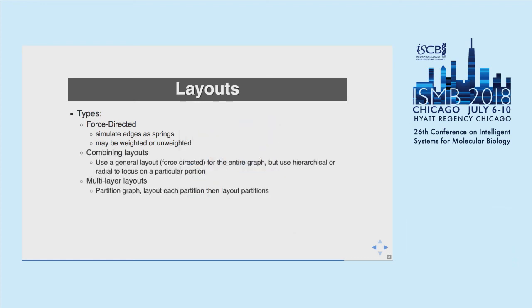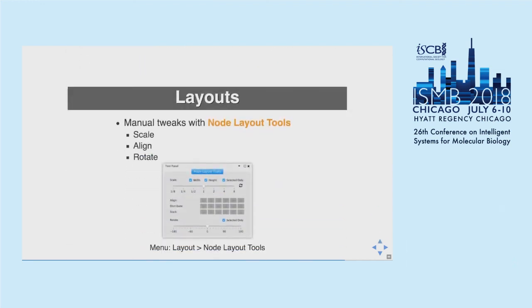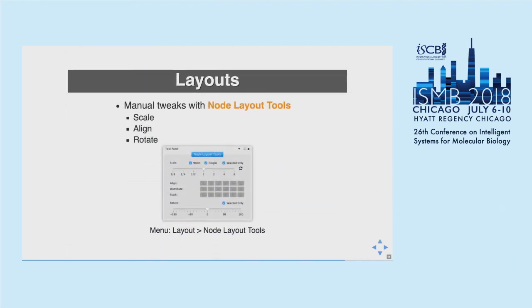And then, as I mentioned, you can combine layouts, and there are lots and lots of layout algorithms. Now, the thing to keep in mind with layouts is that sometimes you want to tweak. I want to take 5 nodes and just move them over, or I want to align them. And of course, you have that capability also. That's under the node layout tools, and it brings this little dialog up in the network panel.